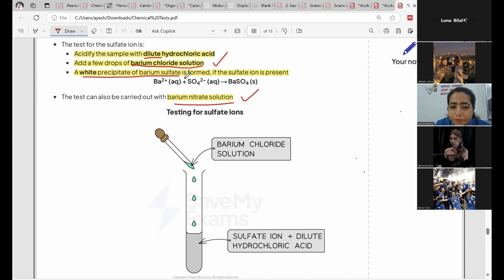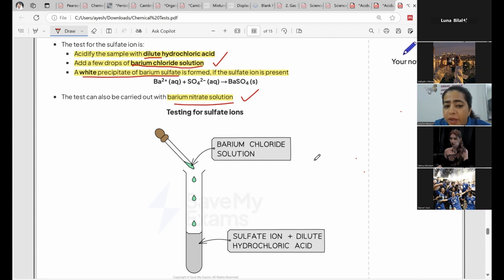So, miss, basically, we use two things: hydrochloric acid and barium chloride solution. Yes, that's it. End of the story. It will be easy to remember. Use hydrochloric acid, then add maybe barium chloride or maybe barium nitrate. It will give you a white precipitate of the barium sulfate at the end. It means there is sulfate present.